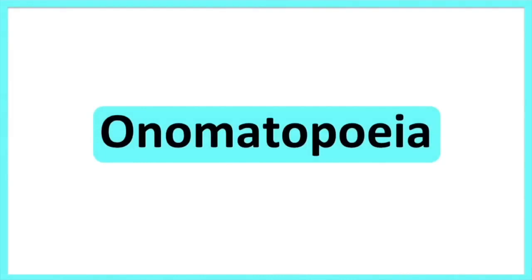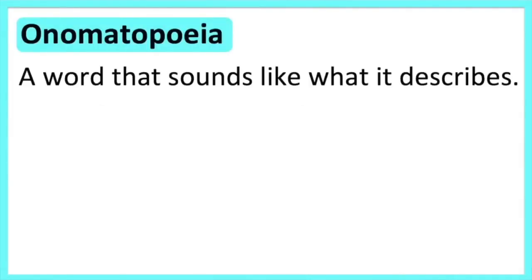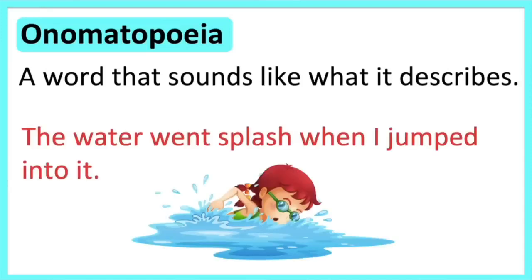Onomatopoeia. Onomatopoeia is a word that sounds like what it describes. It's a language technique used to make writing more interesting and helps the reader to hear the sounds in their minds. For example, the water went splash when I jumped into it.